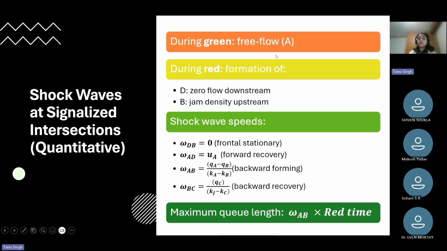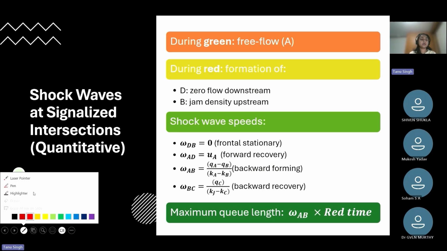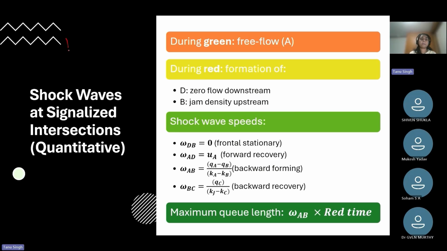So quantitatively, as we have seen for the signalized intersection, D was zero flow downstream and B was the jam condition. As you remember, for the signal we have drawn something like this. B was somewhere here and D somewhere here. But in our example, D was here and C was here. So don't get confused. Here we have renamed: B is here, D is here, and the free flow condition A is here.